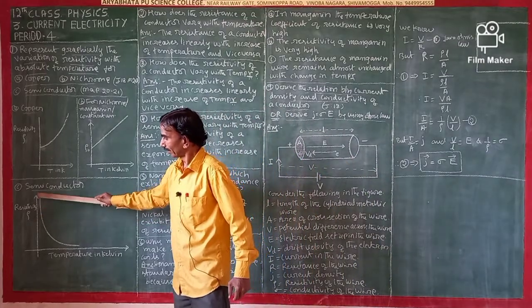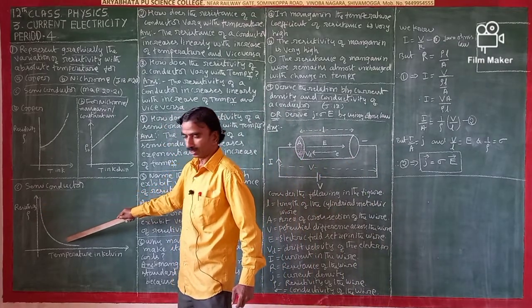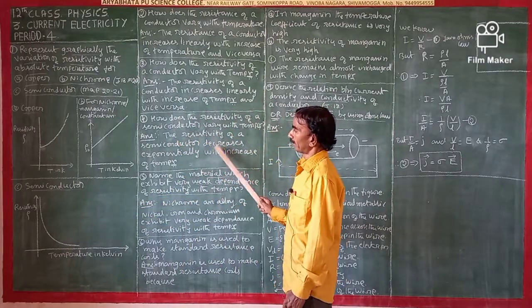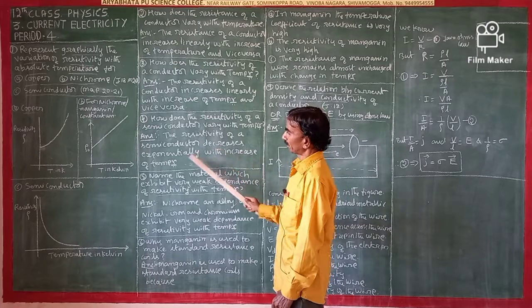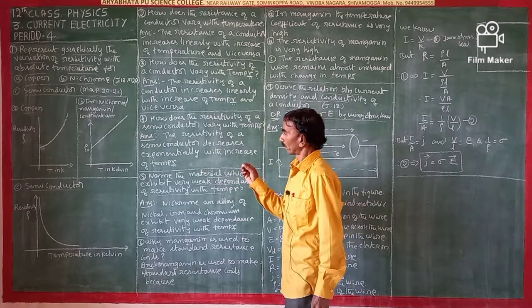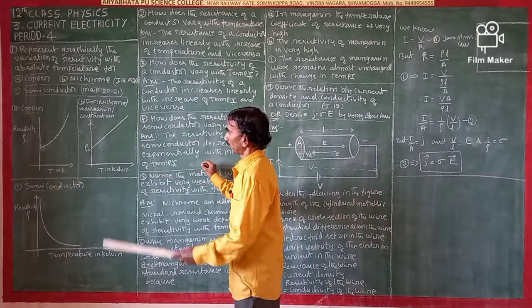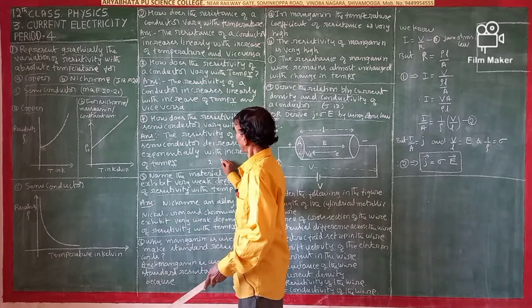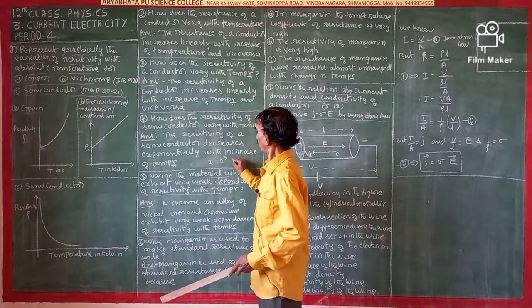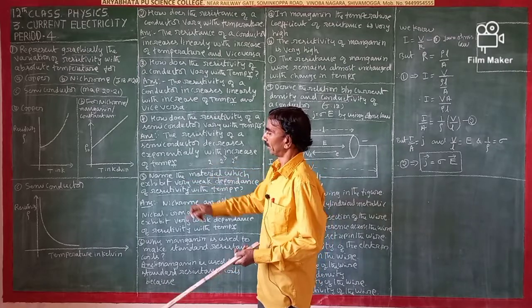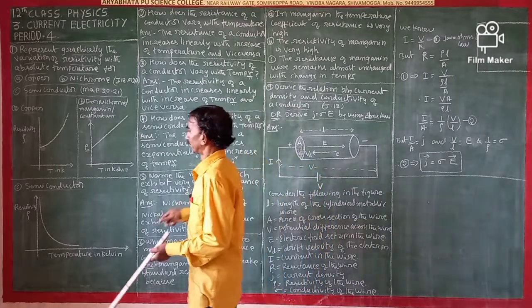When the temperature increases, the resistivity decreases. You see here, the resistivity of a semiconductor decreases exponentially with increase of temperature. Exponentially means x to the power. If the temperature becomes 2, then the resistivity changes by 2 to the power of 3 or 2 to the power of 4 times. Exponentially it is decreasing.